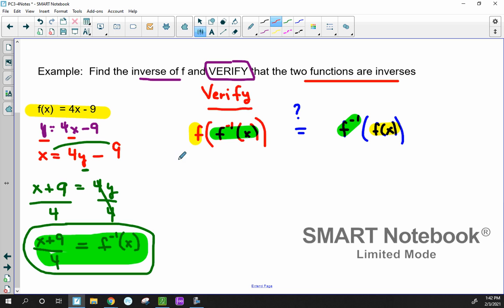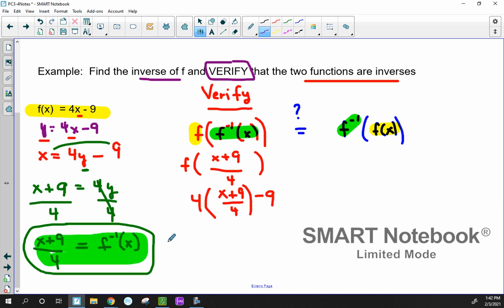So let's start with this problem. We've got f comes down. You're going to fill in the inverse that you just found, and that was x plus 9, all divided by 4. We're just going to continue to work down the page. Now this says go to your f function, and where you see x, replace it with this quantity. The rule for f is 4 times something minus 9. So it's going to be 4 times that quantity minus 9.